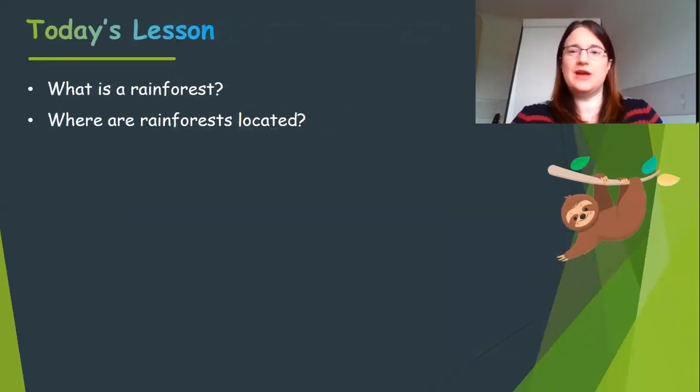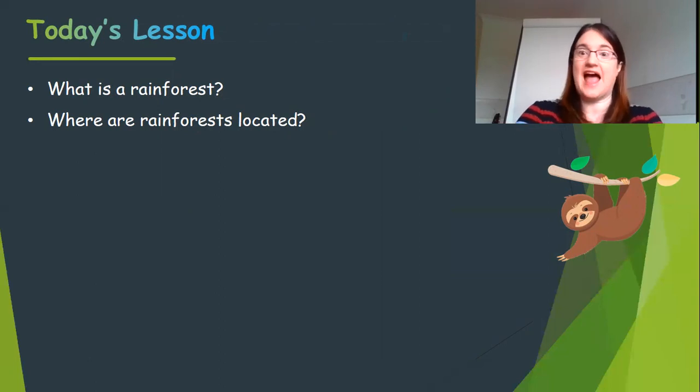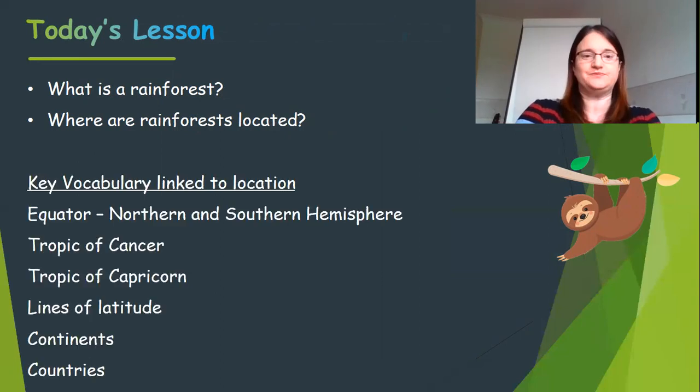So today's lesson, we're going to be thinking about what is a rainforest and where are they located. And we're going to need all of that key vocabulary. So we're going to come to those words during the lesson and think about what those geography words mean.